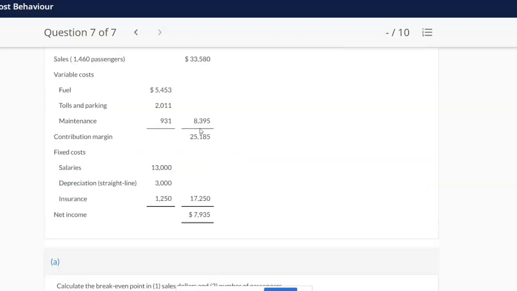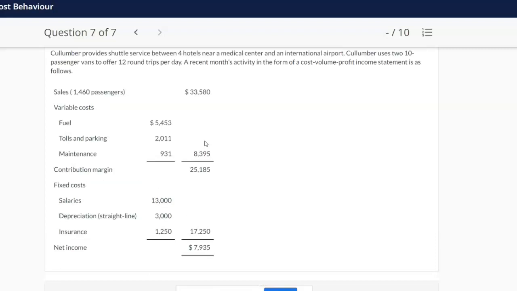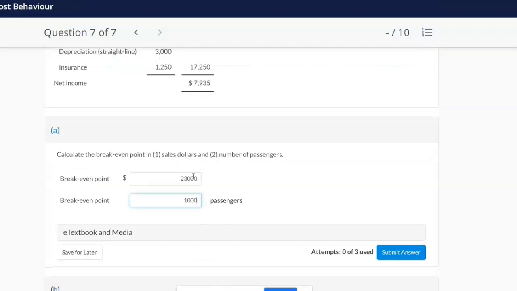I do it this way. So you know that there's 1,460 passengers, right? Yes. And they made 33,580. So you do 33,580 divided by 1,460. So you get how much each passenger has paid, right? And then you just get the answer. So yours is 23. And then you go down. You know that your break-even point is 23,000. So you just do 23,000 divided by 23, which gives you 1,000.